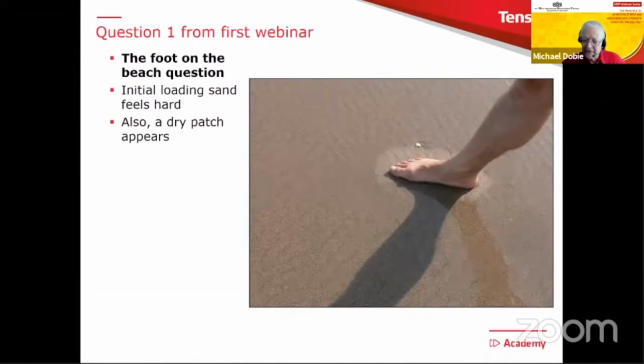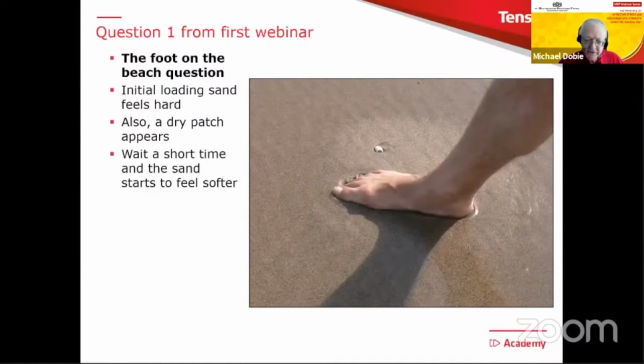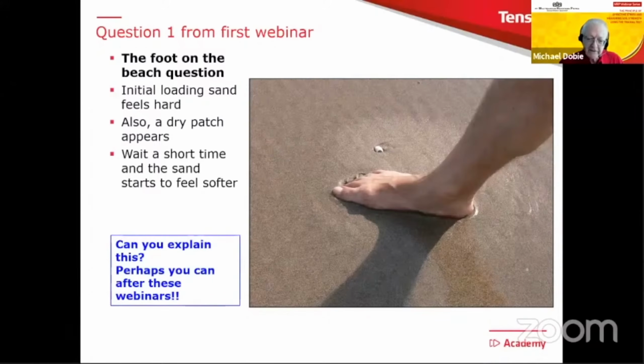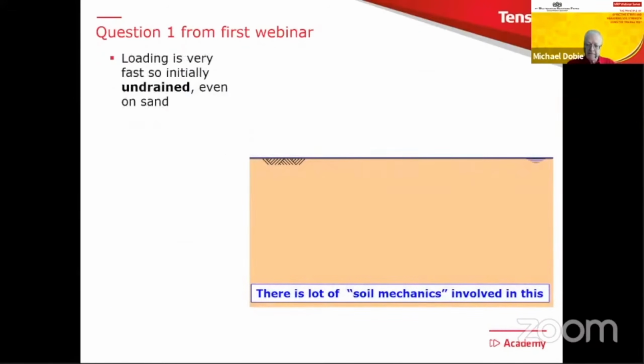Now, the first question was like this. We had a foot on a beach, and when you put your foot down on the beach, it feels hard, and you get a dry patch appearing around your foot. And then, if you wait a bit, it starts to feel soft. So, can we explain that using soil mechanics? Let's see if we can.